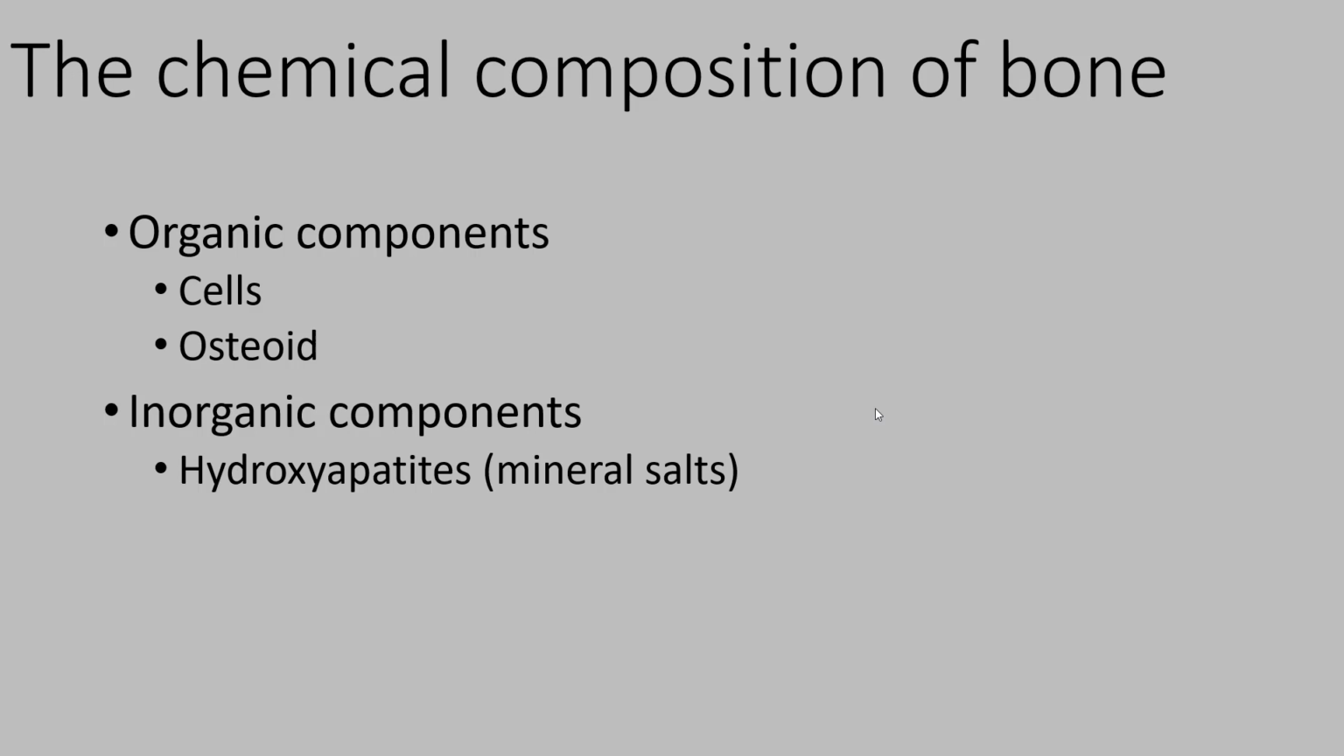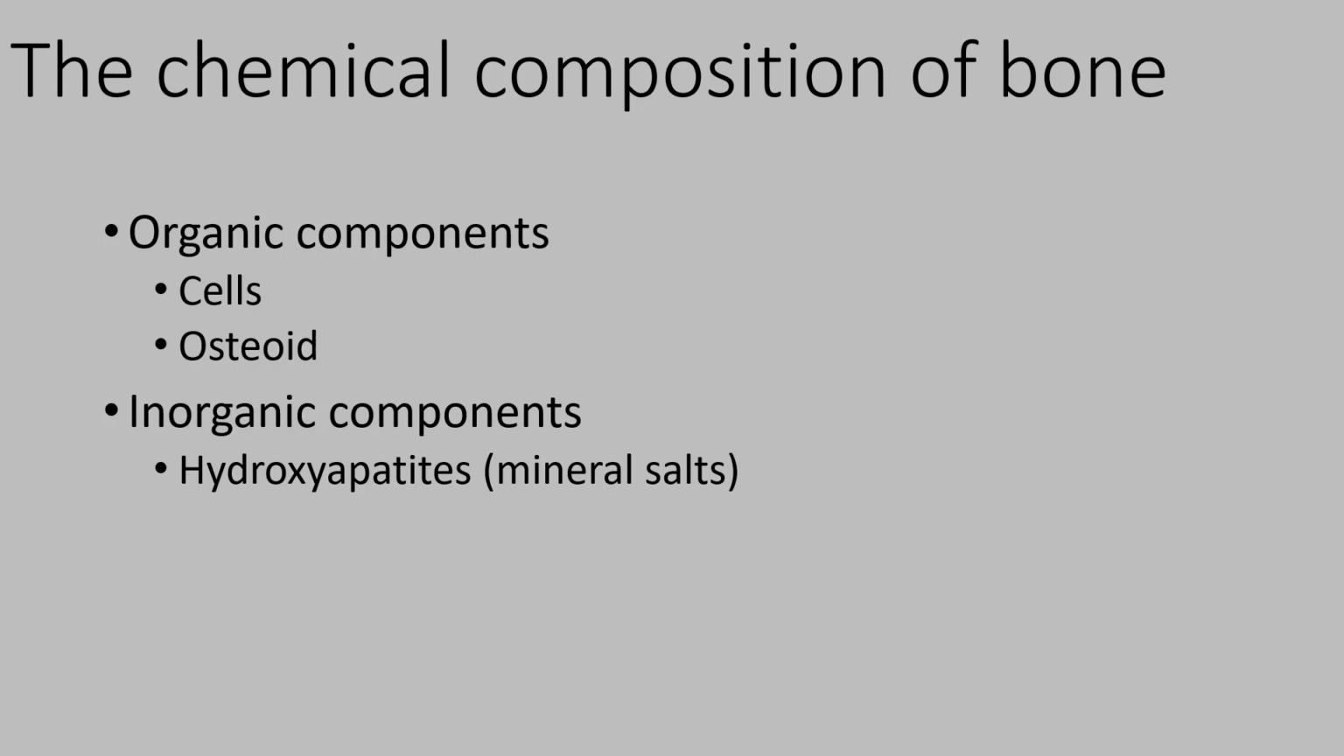When we look at bone, there are two different major parts. There's the organic components, remember, things that contain carbon, and the inorganic components, things that don't contain carbon. Well, the organic components, obviously they're cells, but we're looking smaller than that. The organic components of that bony matrix we call osteoid, and the inorganic components we call hydroxyapatites. So let's look at the osteoid.